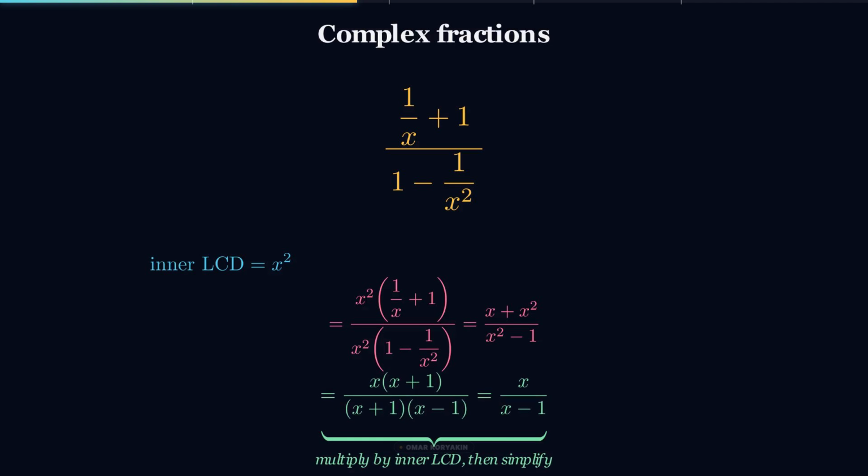Factor and cancel. The numerator x plus x squared equals x times x plus 1. The denominator x squared minus 1 equals x plus 1 times x minus 1. The factor x plus 1 cancels. The simplified result is x over x minus 1.